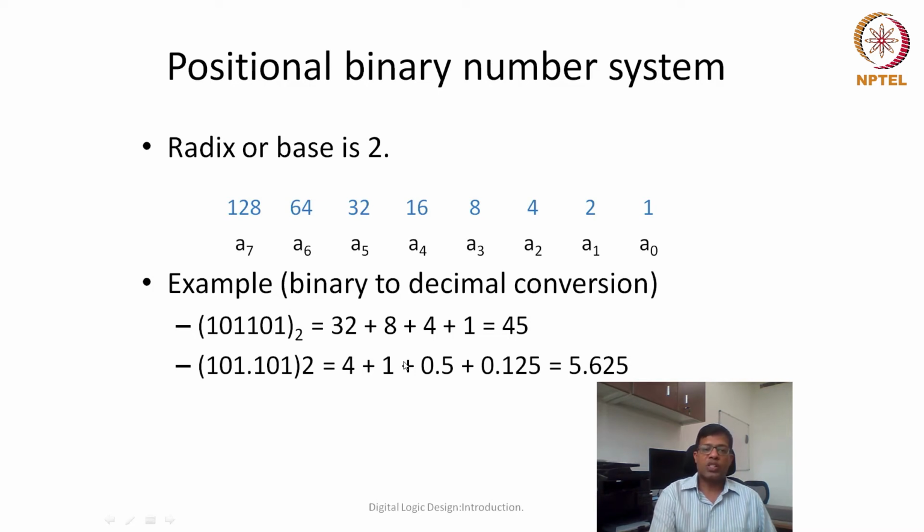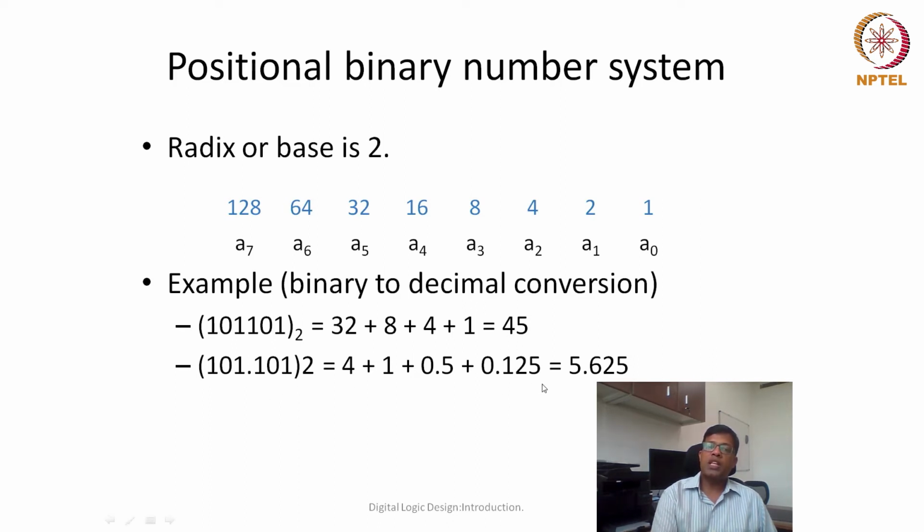This is the integer part. Now what is the fractional part? The fractional part is also 101 here. So a minus 1, after the decimal we start with minus 1, so 2 to the power minus 1 is 1 by 2, which is 0.5. So this 1 would mean 0.5 in decimal. Now the second place a minus 2 is 0, we can ignore that, and a minus 3 is 1.